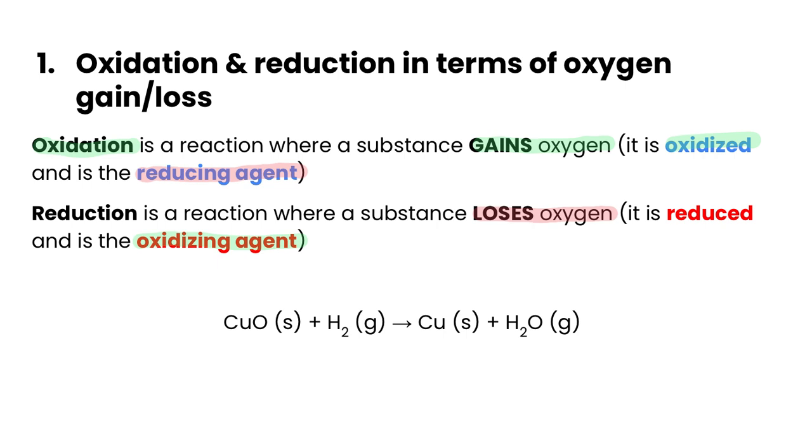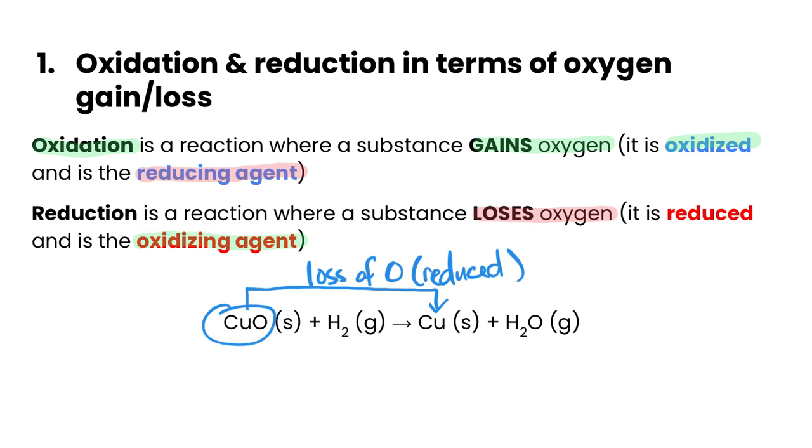So looking at our example here, we have copper(II) oxide reacting with hydrogen gas to form copper and water. If we look at our copper(II) oxide, then we can see from there to the copper on the other side, we have a loss of oxygen. And so we would then say that that has been reduced, or that is our reduction, and copper(II) oxide would be our oxidizing agent.